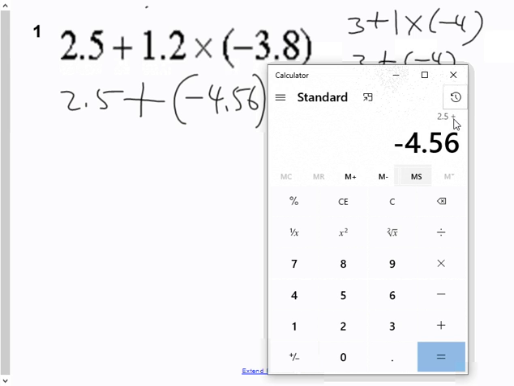I'm going to press the equal sign. And it's going to say negative 2.06. Now, technically, it doesn't matter the order in which you add two terms, it's still going to give you the same sum. I could have put negative 4.56 first, and then positive 2.5 next, and still got that.